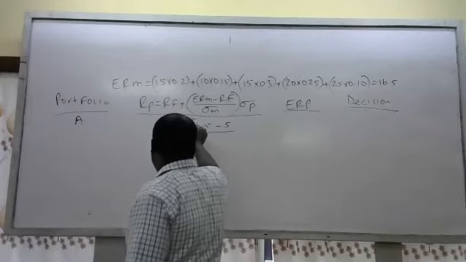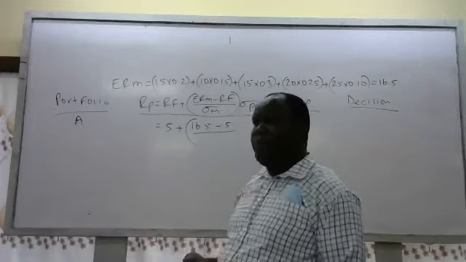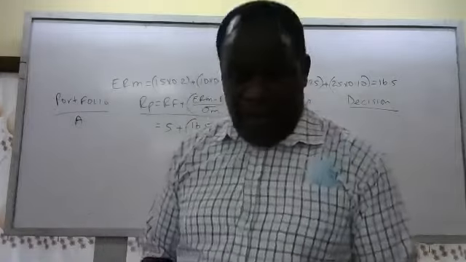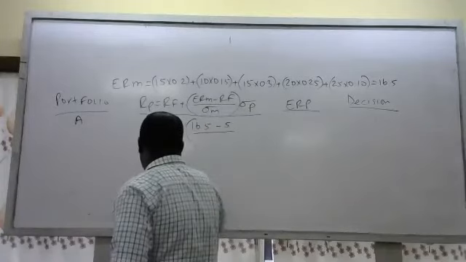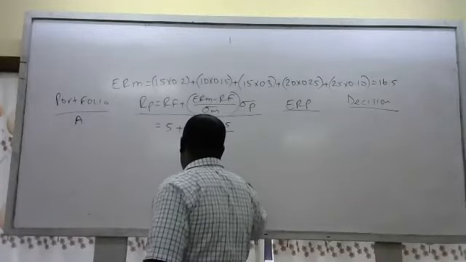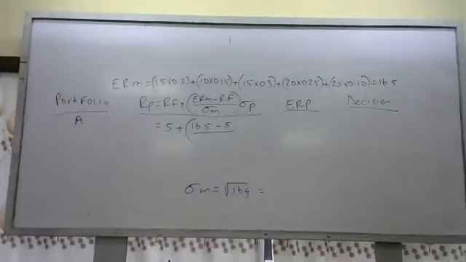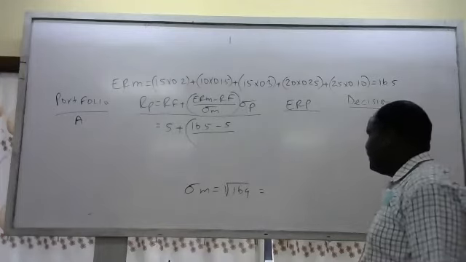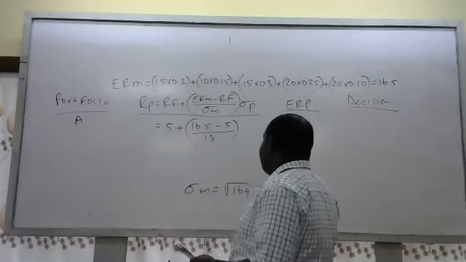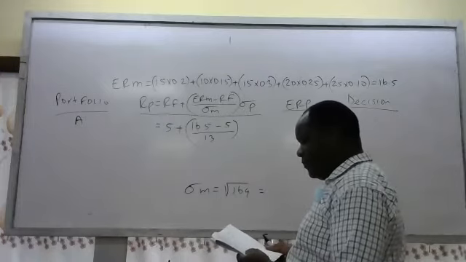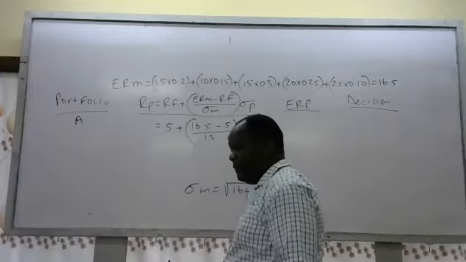Also minus 5. For the standard deviation of the market, when you check at the end of the question before the required, they gave you a variance. So to get the standard deviation of the market, simply get the square root of 169, so it is 13%. So this one you divide by 13. Then the standard deviation for portfolio A, the question has given you 15.